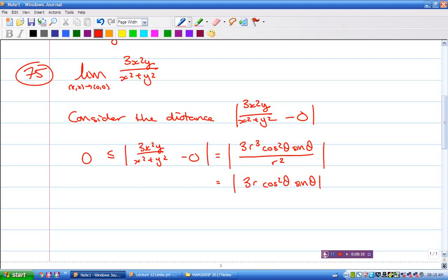Okay, I just want to write this carefully. This is now, so let's have a look. Sine theta, we know lies between, let me chop this up. I just want to be absolutely explicit about what's going on here. We know that the modulus of sine theta can only be between 0 and 1, and the modulus of cos squared theta can only be between 0 and 1.